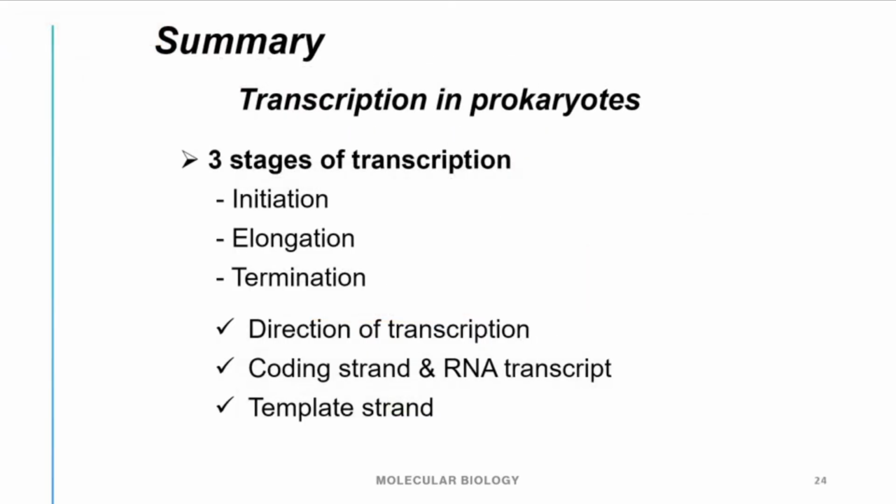Now, in summary, this is what happens in prokaryotic transcription. There are 3 stages happening: initiation, elongation, termination. And remember the direction of transcription. The RNA transcript is always synthesized in the 5' to 3' direction, and the RNA polymerase is always reading the template in a 3' to 5' direction.